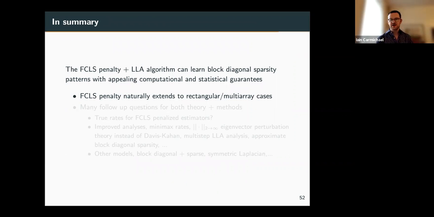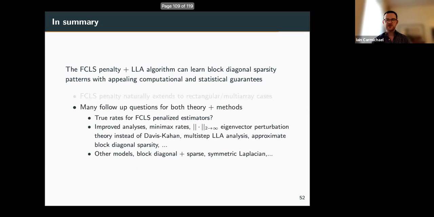And so I'm going to conclude the talk there. I should say there are a lot of follow-up questions here. Most interestingly, maybe a sharper analysis. I don't think it's obvious how to improve the current analysis, but I have a lot of ideas for how we might be able to do that with some work. And if anyone's interested in working on extensions of this, feel free to reach out.